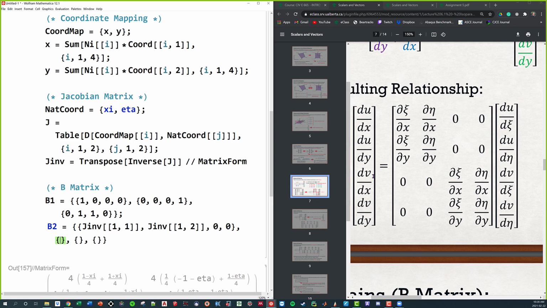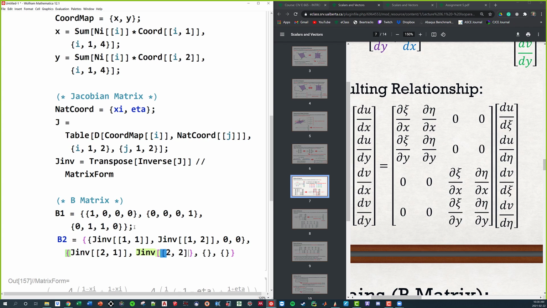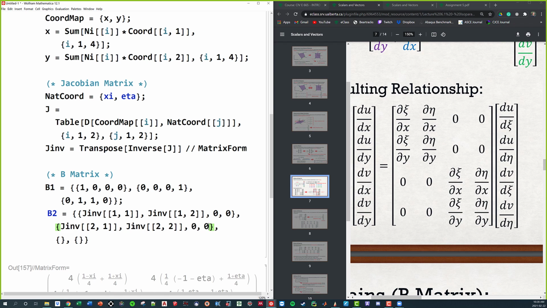Our second row, we can see that this is going to be component 2, 1 of J inverse, so I'm going to write J inverse 2, 1. Our second component is component 2, 2 of J inverse, so J inverse 2, 2. And then the next two are going to be 0. And we're just going to fill in the remaining rows.